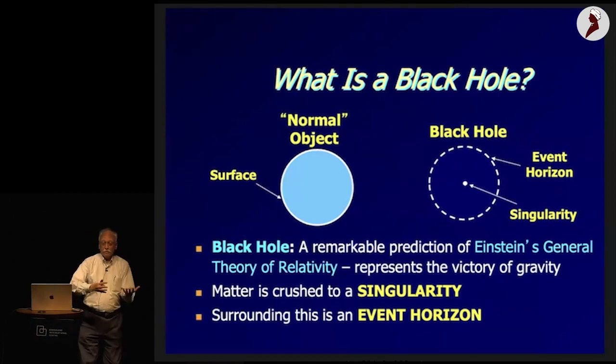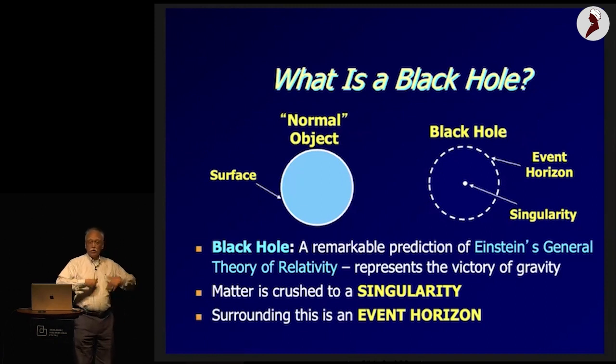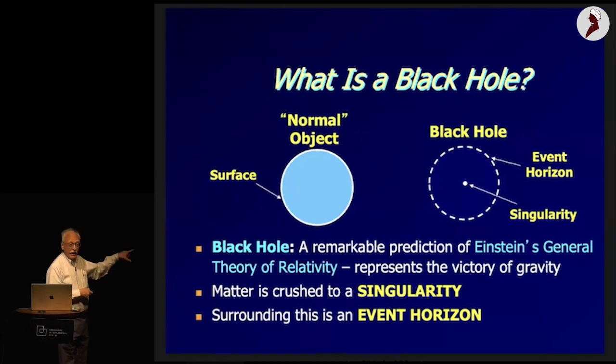But of course, it doesn't happen because the material of the Earth resists and the object reaches some kind of an equilibrium radius. All normal objects in the universe follow this principle. Gravity is trying to compress them down to nothing, but they have their own internal pressure which keeps them up. A black hole is something that violates this picture.